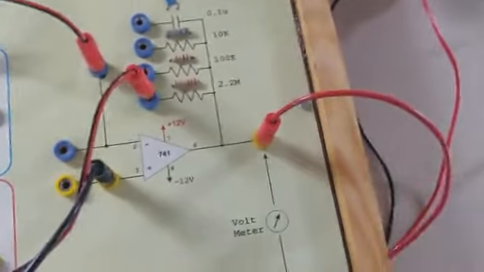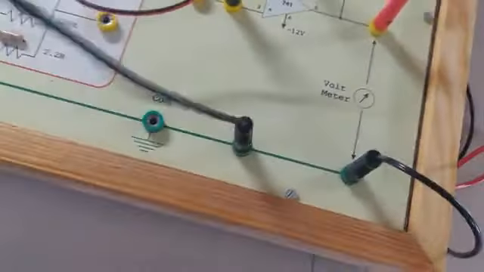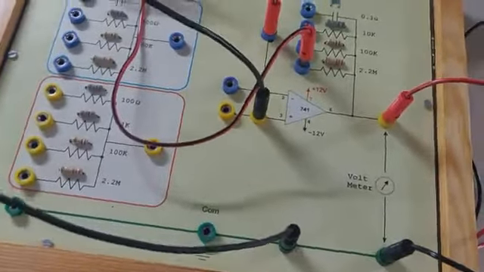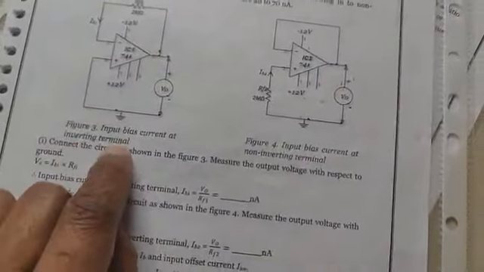Now, pin number 3 is connected to the ground. You can see that this black wire is connected to the ground directly. So this is the way pin number 3 is grounded, like this circuit, figure number 3 here. And now we are measuring the output voltage. How much output voltage is there?